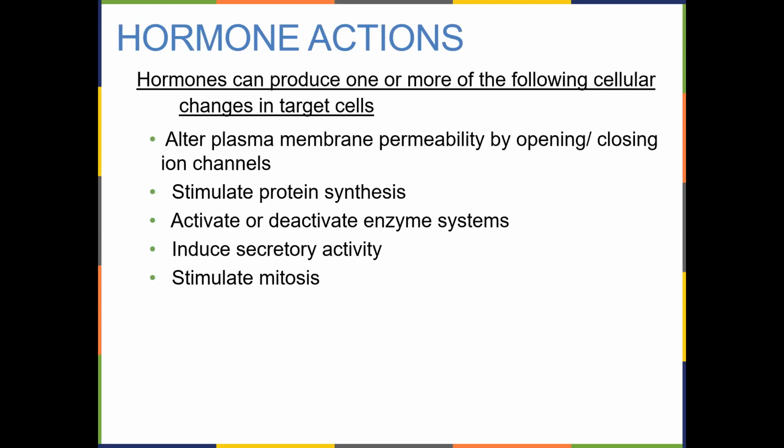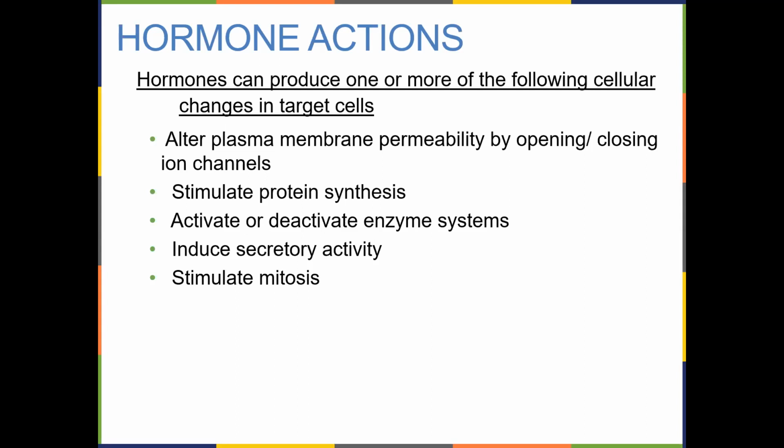We can turn on or turn off enzymes. You know, we can break down amylase. We can release amylase in our mouth to break down sugar, or we can stop it. We can secrete other chemicals. For example, if we release growth hormone, it stimulates protein synthesis.